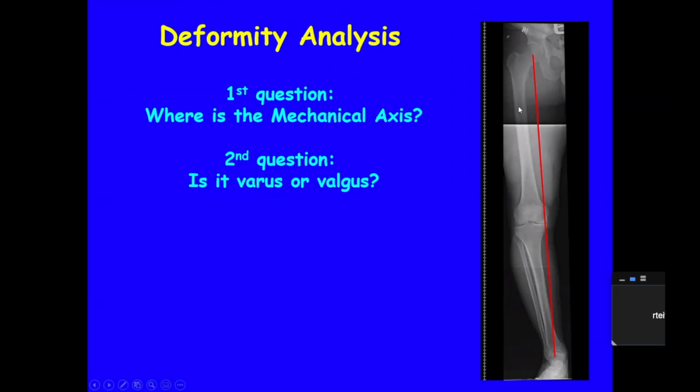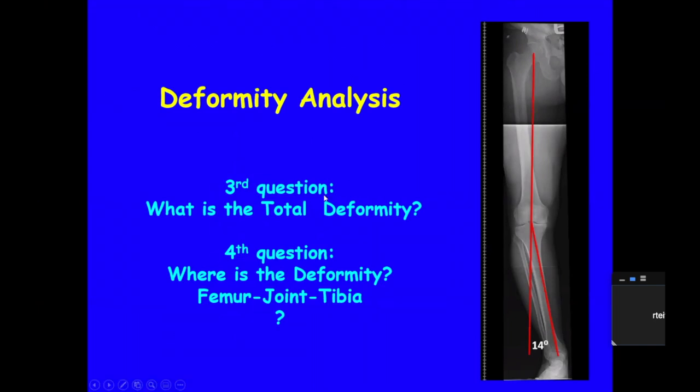However, if we drop a mechanical axis from hip joint center to ankle joint center, we see indeed this mechanical axis is not near the medial tibial spine, it's well into the medial compartment. So we have a question, is it varus or valgus? Well, since the mechanical axis is in the medial compartment, it's varus. So what's the total deformity? Well, now we'll drop a straight line from the center of the femoral head through the center of the knee joint, and a separate line from the center of the talus to the center of the knee joint. And the deviation of that line is the deformity in the limb. This limb has a 14-degree deformity. So our next question is, where is the 14-degree deformity coming from?